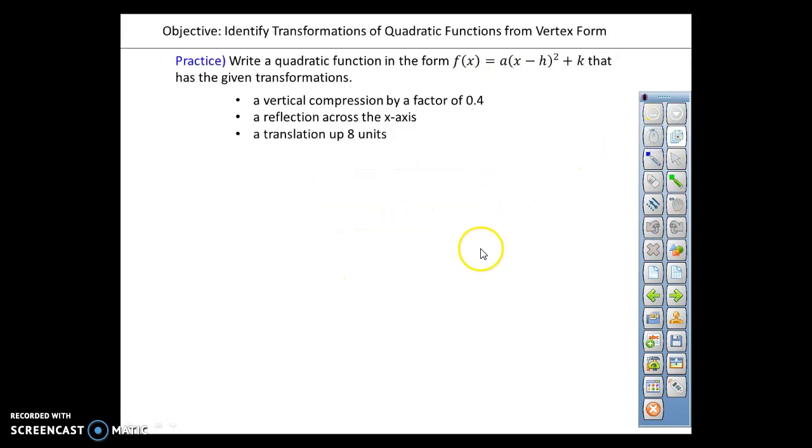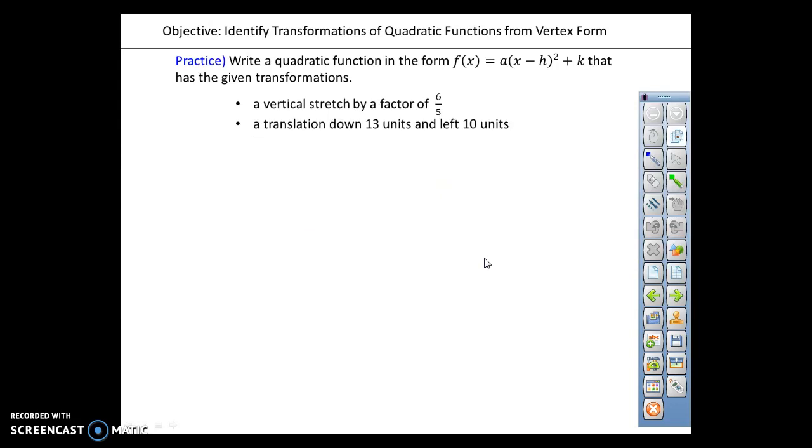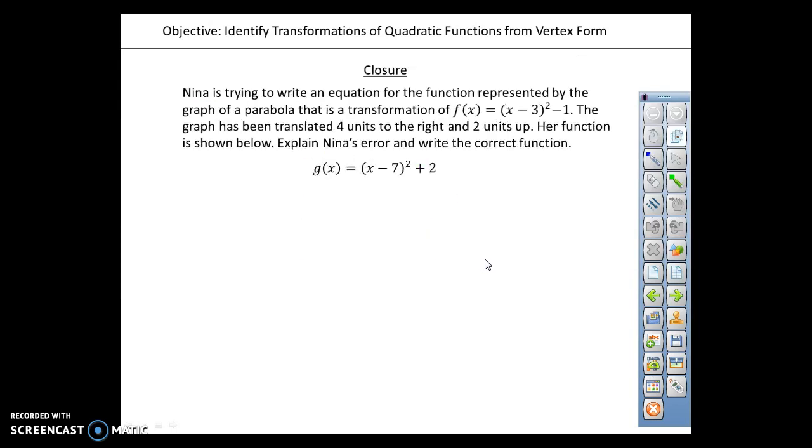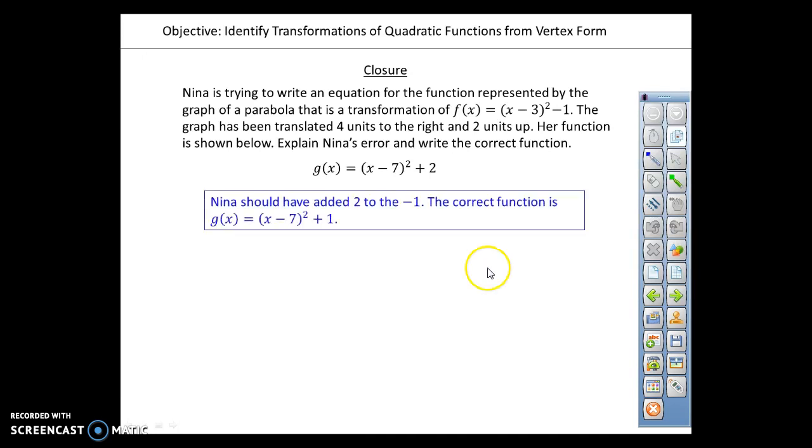All right, if you'd like to try practice, pause here. That would be the answer to the practice problem here. There's a second practice. If you'd like to try this one, pause here. And there's the answer to that one. And then here's your closure. Pause here to think about your closure. And the results of your closure.